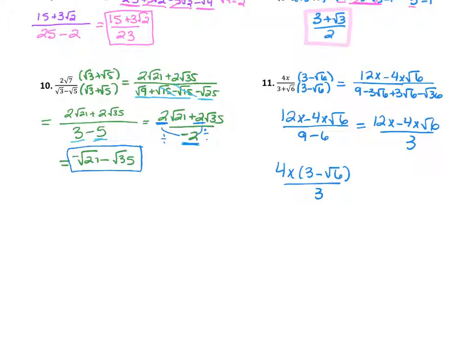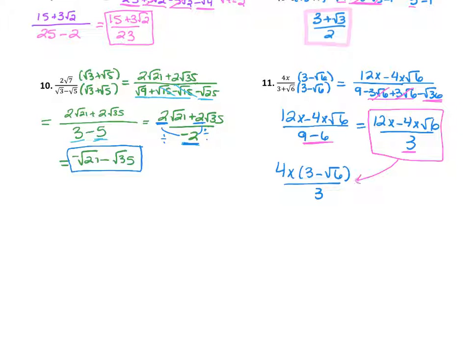All right, number 11, our conjugate is 3 minus root 6. So I multiply that by the bottom and by the top. When I distribute in the top, I get 12x minus 4x root 6. In the bottom, I get 9 minus 3 root 6 plus 3 root 6 minus root 36. Again, those middle terms are going to subtract. Square root of 36 is 6, so I get 9 minus 6 in the denominator, which gives me 3. And so my final answer would be 12x minus 4x root 6 over 3.